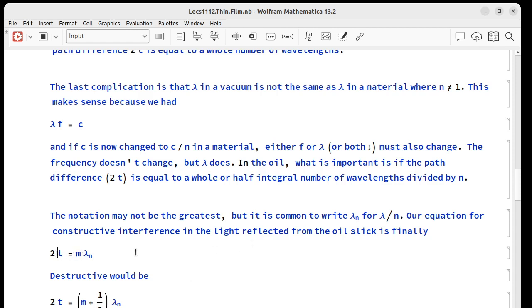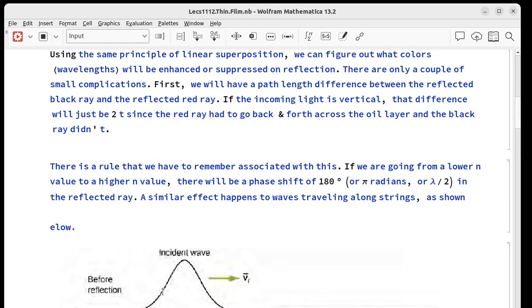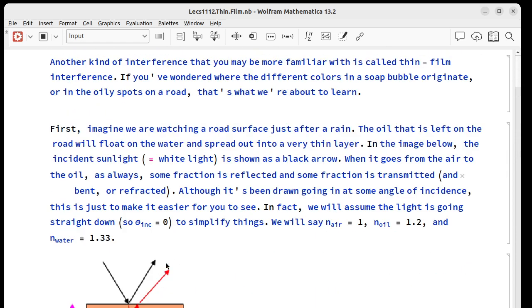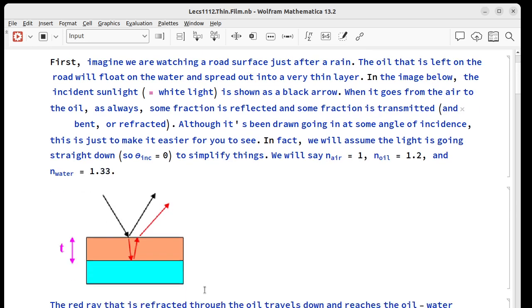What about destructive? Well, we know half a wavelength off will destroy the interference. So 2t is equal to m plus a half times lambda n. So this tells us what would be reflected constructively, what would be reflected destructively. Different thicknesses give you different brighter colors, different constructive colors. So if the thin film is at different thicknesses all along it, which it usually is, that means different parts of it will look, say, redder or bluer, greener, whatever. That's where you're getting those colors.